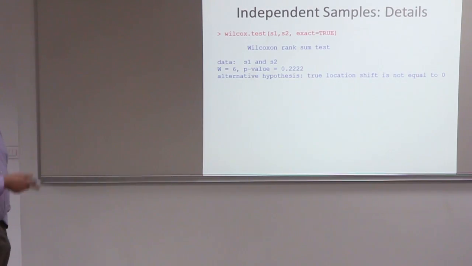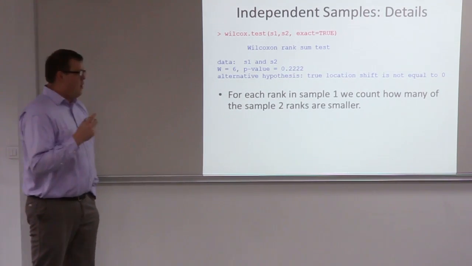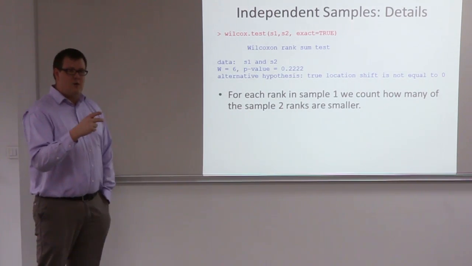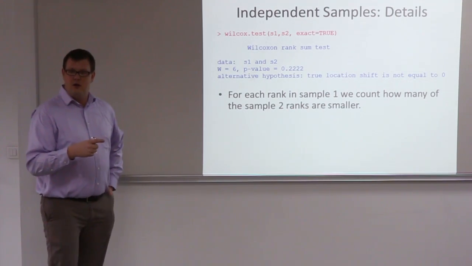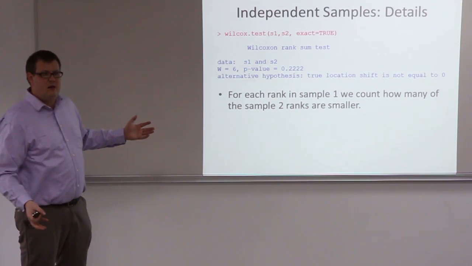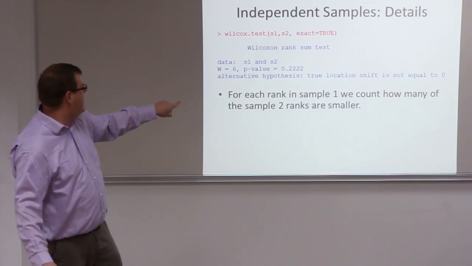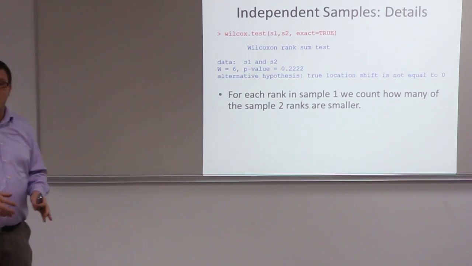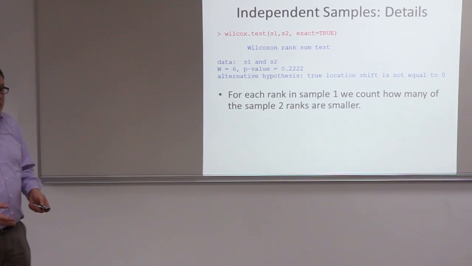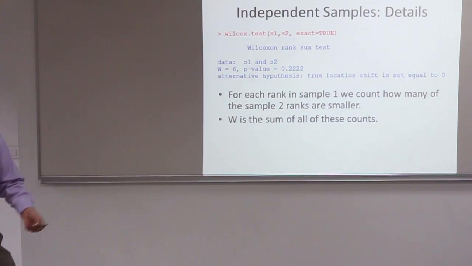But it's fairly easy. When you see us do the demonstration, you'll see exactly what we're doing and how you do it. Anyway, what we're going to do is rank our samples again. We're going to take each rank in sample 1 and then count how many of the sample 2 ranks are smaller. And W is going to be the sum of all of those individual counts.